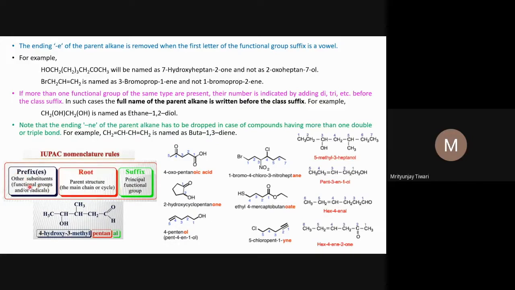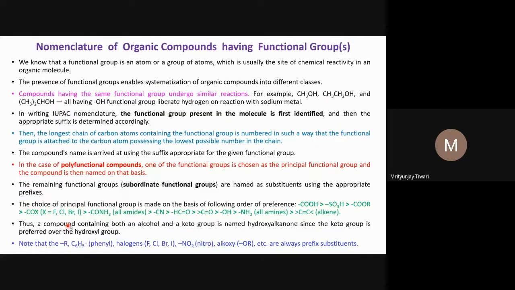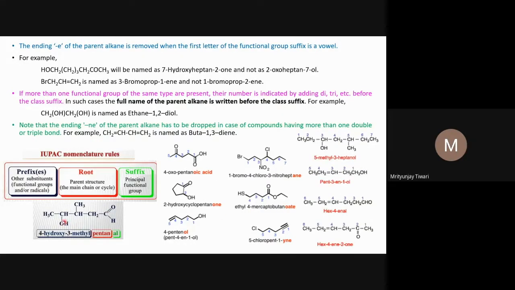So these prefixes will contain those names, and the root is the parent chain structure, the parent alkane, and then the suffix that we add at the end. In this compound, the OH will behave as a substituent, and CH3 is a substituent, a branch. And CHO aldehyde is the principal functional group because we know the reactivity of CHO is more than OH, an order we have seen earlier. So CHO is more reactive than alcohol. This is the principal functional group, this OH is the subordinate or subsidiary functional group, and this is the alkyl branch.